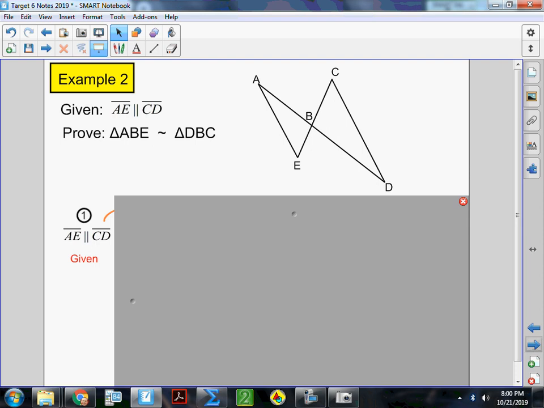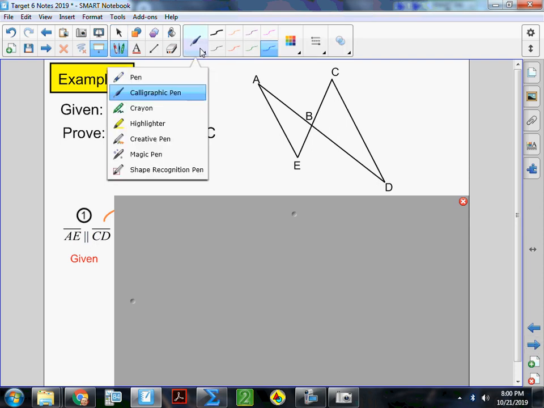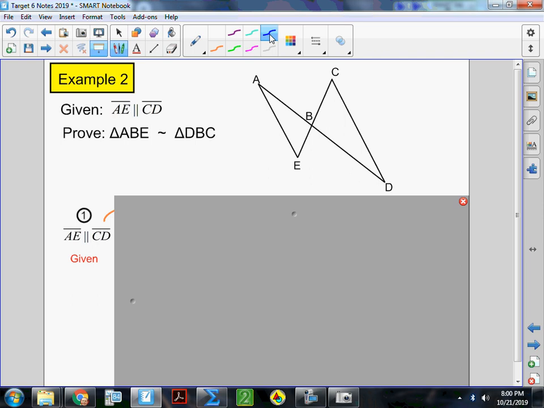AE is parallel to CD. I'm not going to highlight the triangles because you can see the two triangles, ABE and DBC. So if I have parallel lines, I need to choose which other line I want to be my transversal. And it could be either one. I could either use EC as my transversal, going all the way through, and show some angles there. Or I could use AD as my transversal and show those angles. Either way, it's going to be alternate interior angles.